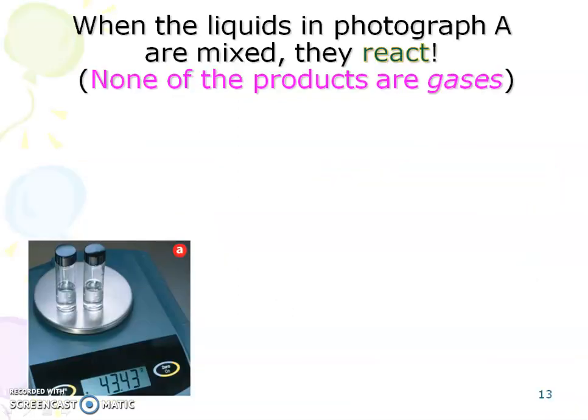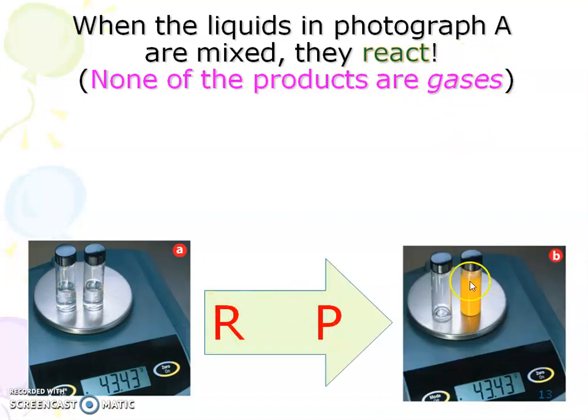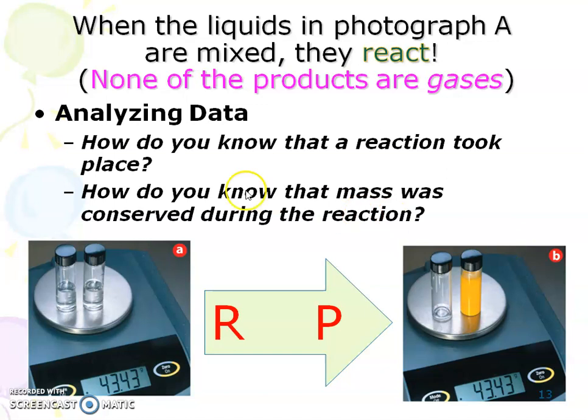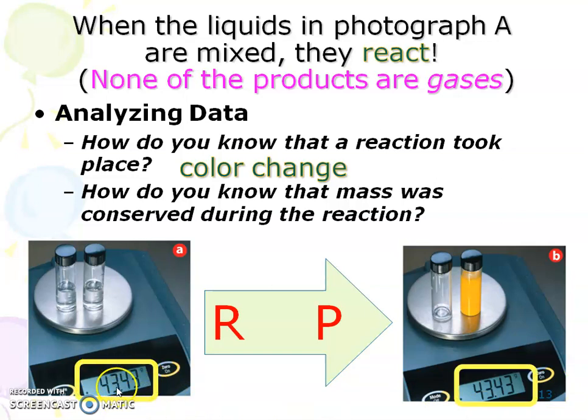So how about these two liquids? When they are mixed, they react. Now, big issue here though, right? None of the products are gases. So let's say we take these two little vials, we take our reactants, we form our products. Again, there's no gases, so no gases escaped. The question is, first of all, how do you know the reaction took place? Well, what do you see? Use your senses. You saw that there was a color change. And then again, how do you know that the mass is conserved? Well, if I look here, I started with 43.43 grams and I ended with 43.43 grams. And again, hopefully we'll get a chance to do this in lab as well.